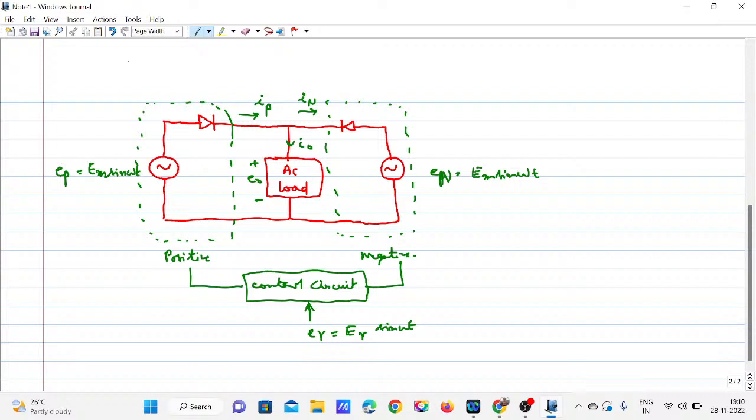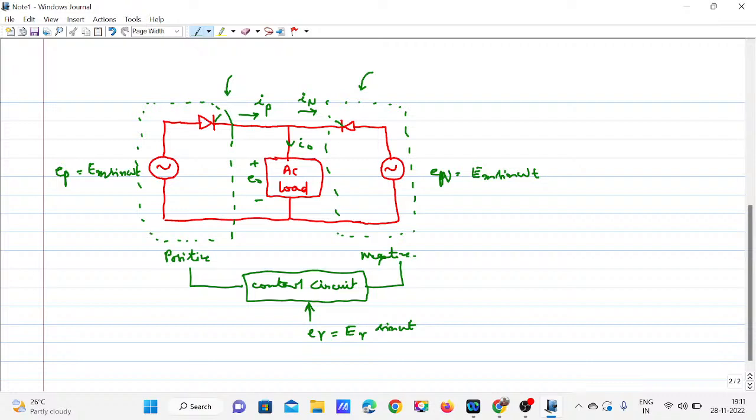Okay, now we need to give pulses. Maybe if this is the thyristor type of thing, then we need to give pulses. If I give pulses to this positive group of thyristors, I am getting voltage and current, and if I give pulses to this, I am getting negative currents. Okay, so this is the basic concept, and let us move forward to know more about it.